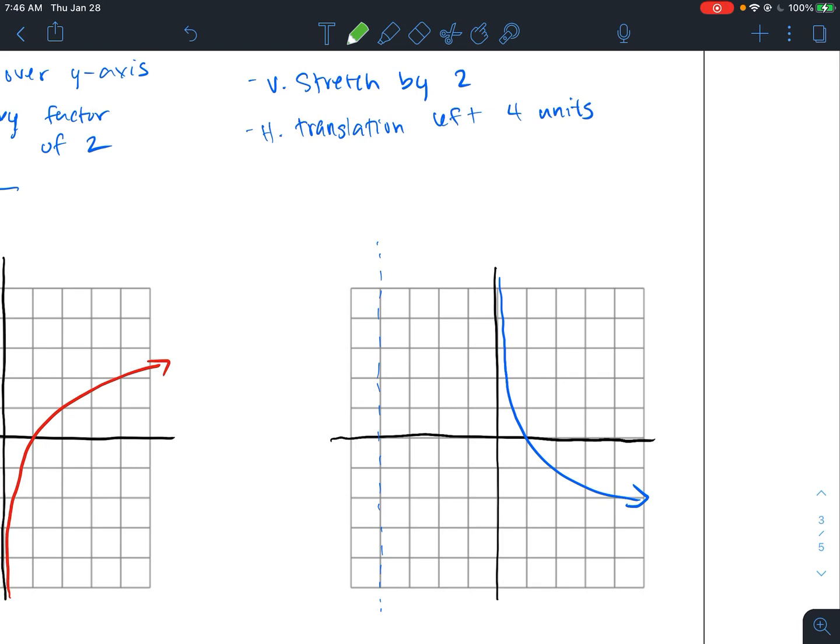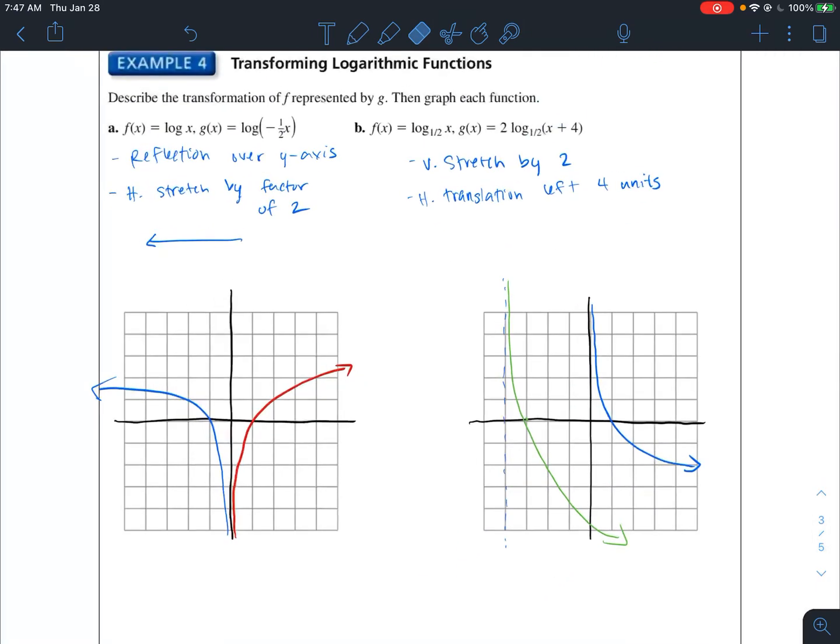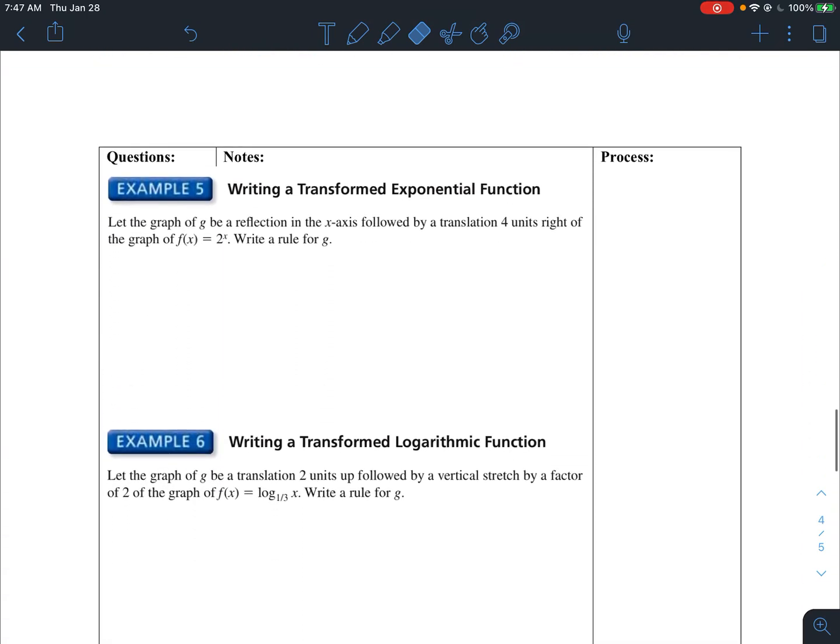So it's going to be moved to the left 4, but then it's also going to be a vertical stretch by 2. So that means we should expect it to kind of go down more. It's going to come out more because of the vertical stretch. So I should expect it to come right here, but it's going to go out more like that. That's compared to this one, which kind of came like that. So the vertical stretch is going to pull it, so it's more vertical. Okay, and that should do it for those ones. Now let's go over here and talk about writing a transformed exponential function.